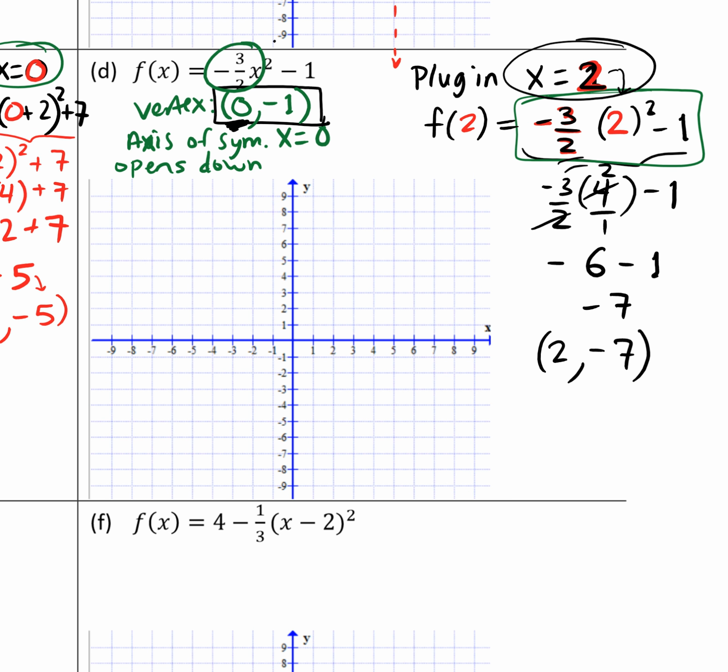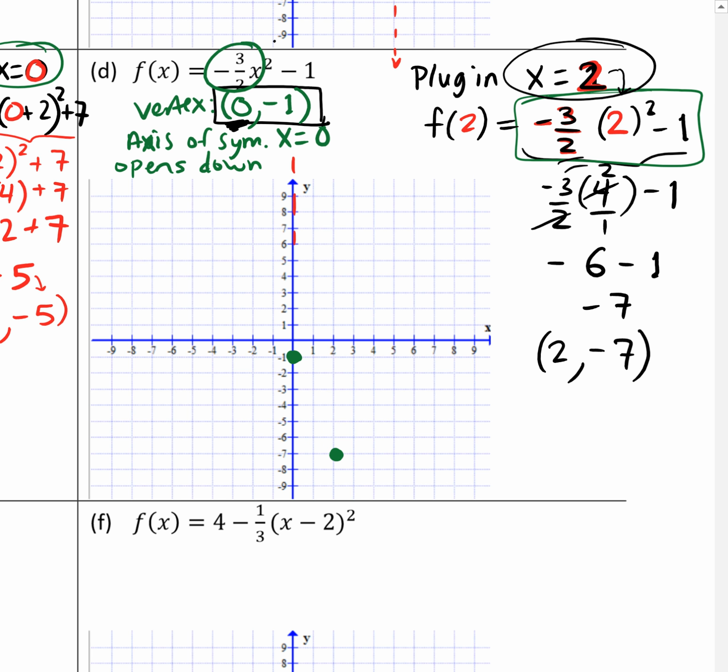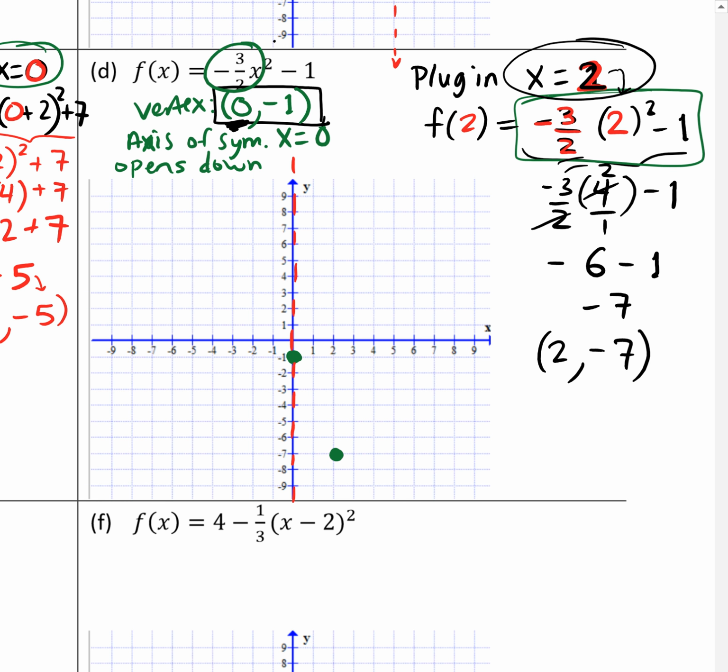All right, our vertex was 0, negative 1. That's right here on the y-axis. And the second point we found was 2, negative 7. Where's that? Right about here. All right, and then our axis of symmetry was x equals 0, which is basically the y-axis. So whatever happens, this thing should be symmetric about that line. Let me connect these dots. All right, that looks good.